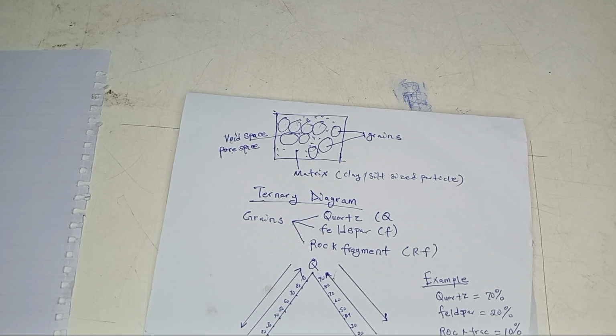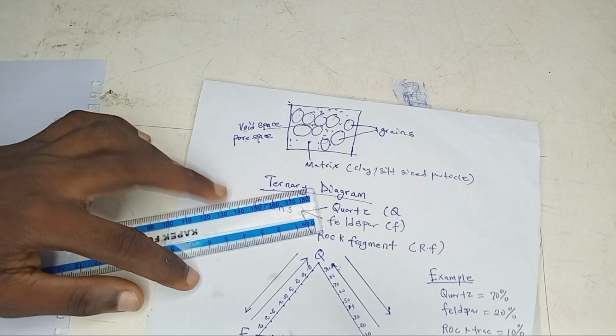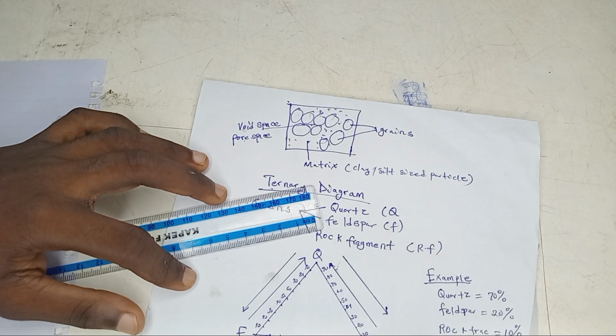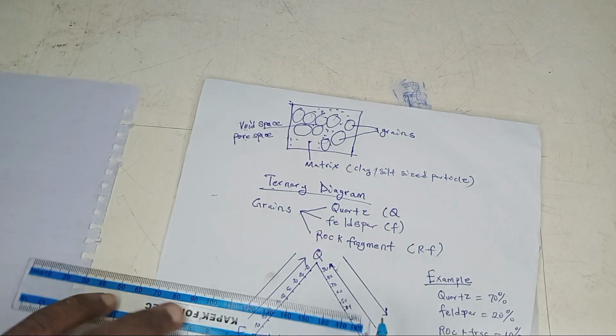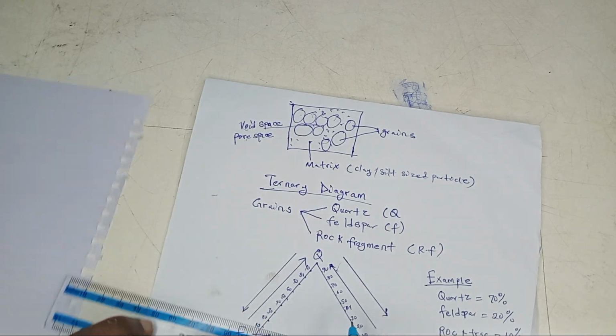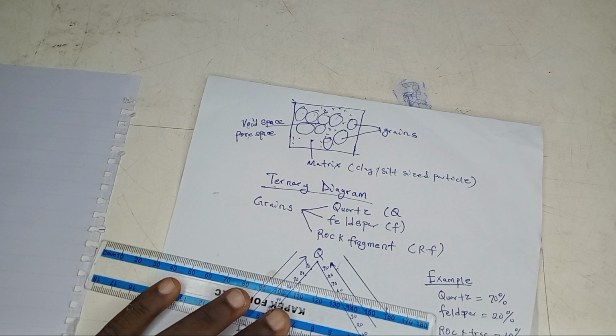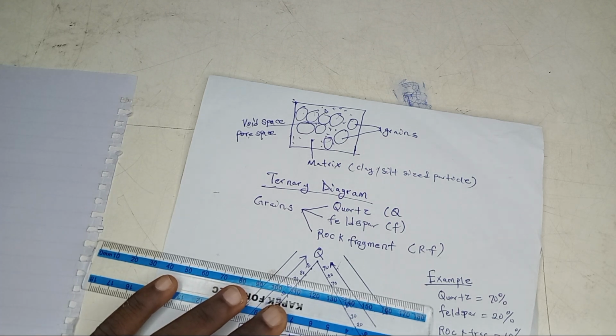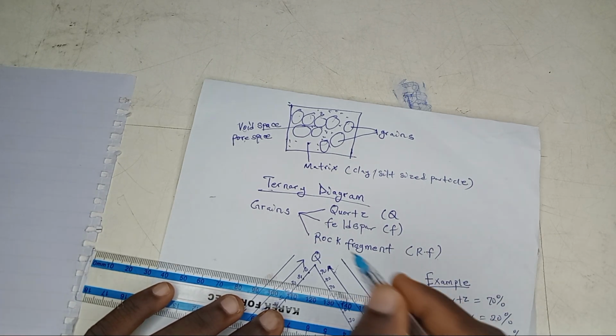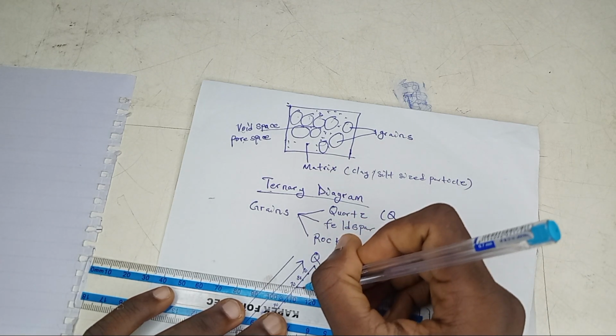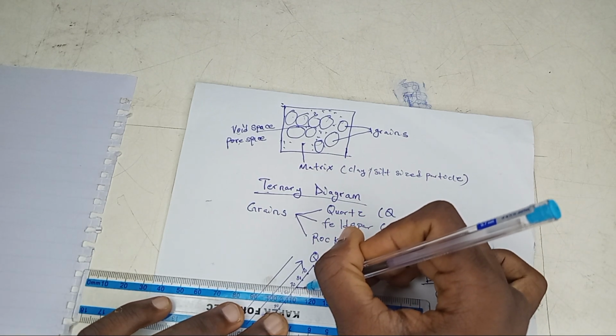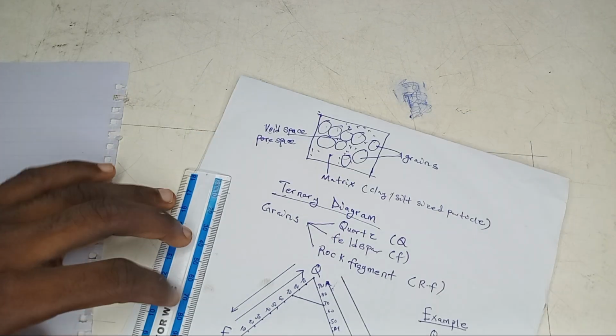Okay, so how do you plot it? Good. So this is increasing quartz. There must always be two sides that are denoting the same thing. So increasing quartz here and increasing quartz here. 70 here, 70 here. You join it together. Okay, we've done quartz.